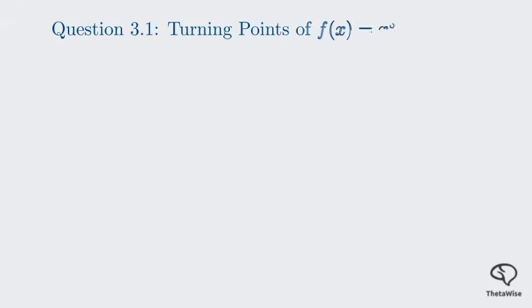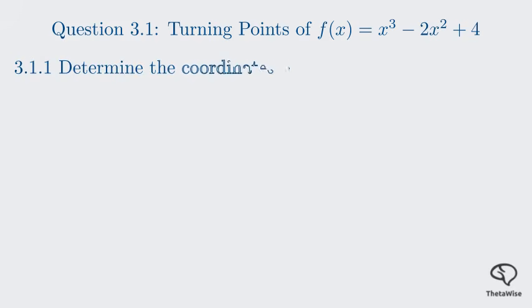which involves analyzing the turning points of a cubic function. In this problem, we are given the function f of x equals x cubed minus 2x squared plus 4. Part 3.1.1 asks us to find the coordinates of the turning points of this function.